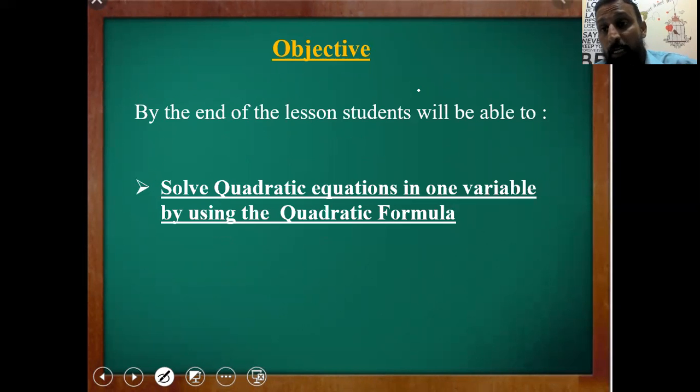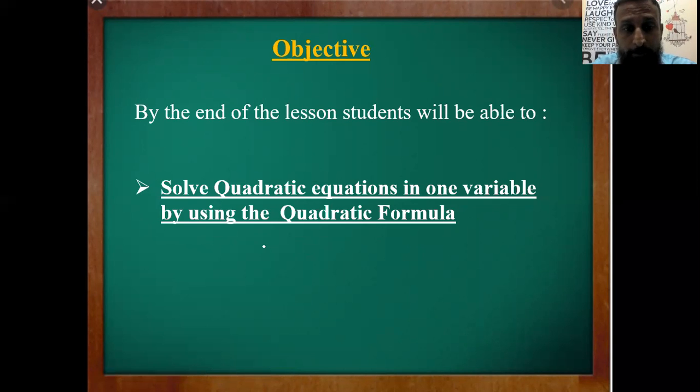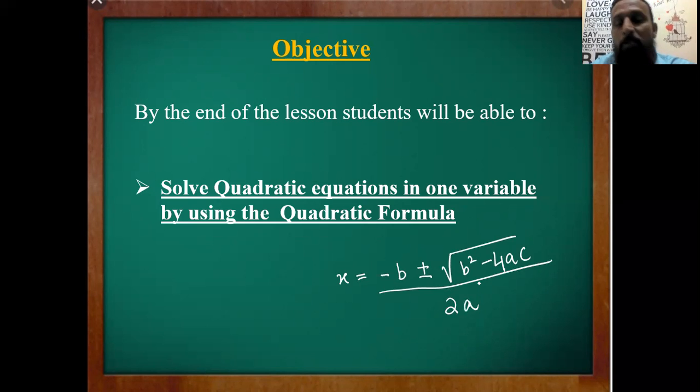So, dear students, our learning objective for today is solving quadratic equations in one variable by using a quadratic formula. What is a quadratic formula? As I told you earlier, it is x equals to negative b plus minus under root b square minus 4ac whole upon 2a. This is called a quadratic formula.